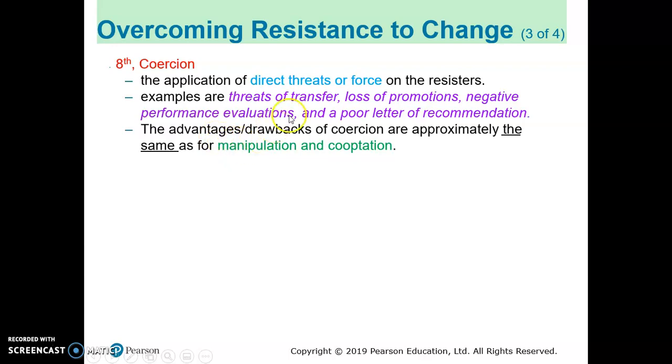The advantages and drawbacks of force are approximately the same as manipulation and cooptation. It can also backfire if the employees or managers who've been forced realize that a threat is being used against them. So it will normally backfire. They will counterattack or rebel against this.